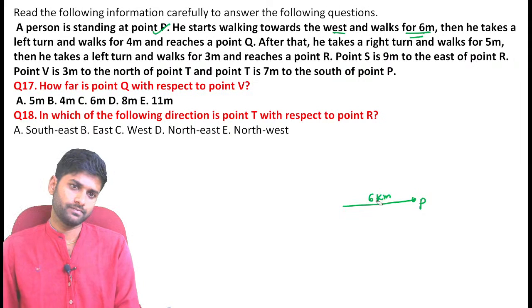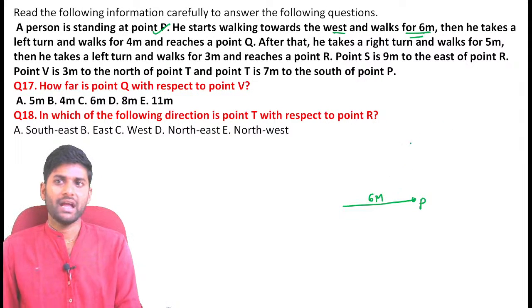Sorry, 6 meters. And he takes a left turn. Left turn means anti-clockwise direction. And again travels 4 meters and reaches point Q. This is the point Q.